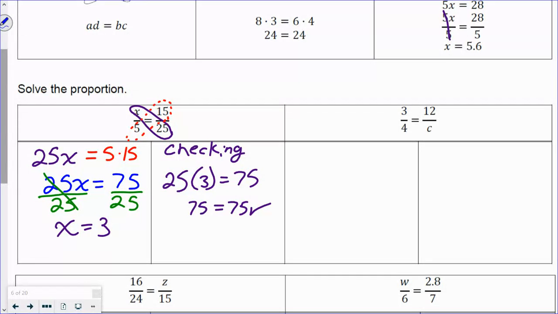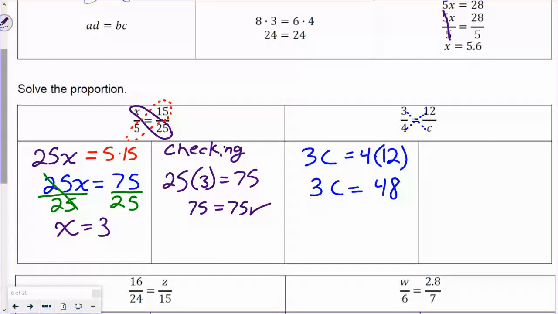All right, so for the next one, 3/4 equals 12/c. Well, what does c equal? We're going to go ahead and take my diagonals. It's 3 times c. Then take your diagonal of 4 and 12. 4 times 12. You can use the dot. You can do parentheses. But do not use the x to show multiplication anymore. Remember, now that we're working with variables, it's a little hard to do that. All right, so 3c equals 4 times 12 is 48.